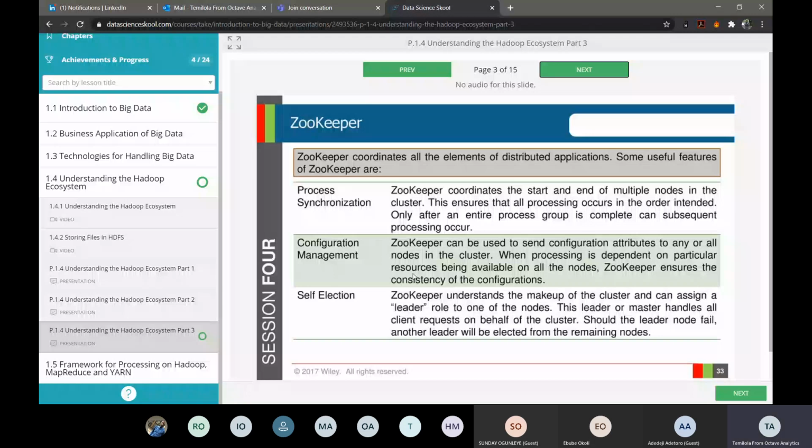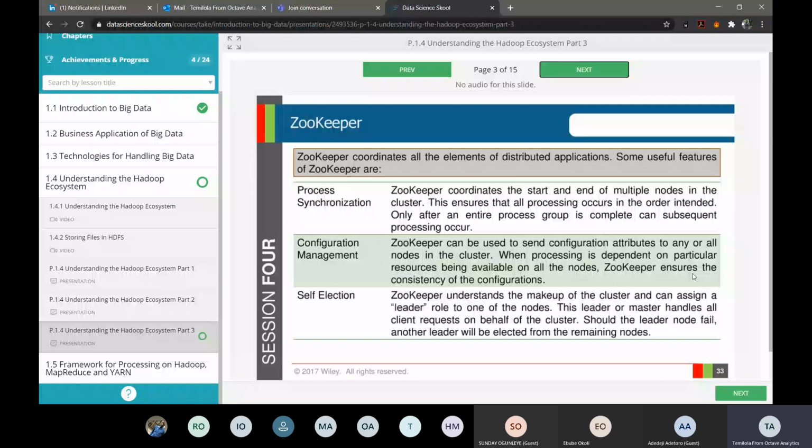So what Zookeeper will do is, if a process depends on some particular type of resources, Zookeeper will try to make sure that resource is available for that process for it to run. Then another thing Zookeeper does is self-election. Zookeeper understands the makeup of the Hadoop cluster, and it can assign a leader role to one of the nodes. This leader or master handles all client requests on behalf of the cluster. Should the leader node fail, another leader will be elected from the remaining nodes.